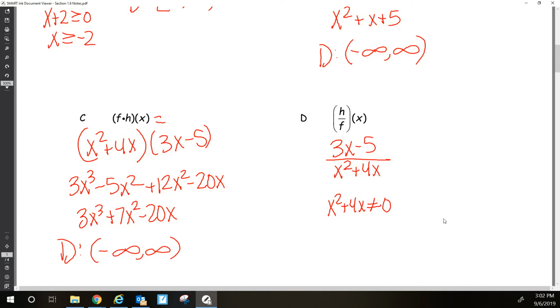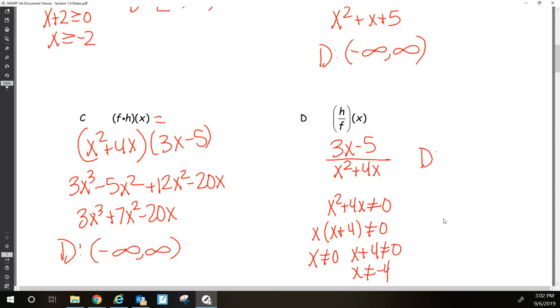Well, I'm going to solve this guy and figure out what are those specific x values. So I can say x can't be 0, and, well, sorry, let me factor this just so I can show my steps. What do these guys have in common? They both have an x, so I've got x times x plus 4 can't be equal to 0. And now I can split it up into my two equations. X can't be 0, x plus 4 can't be 0, so x can't be negative 4.